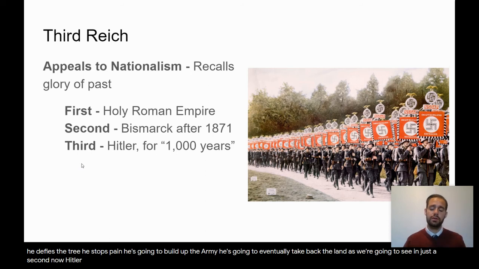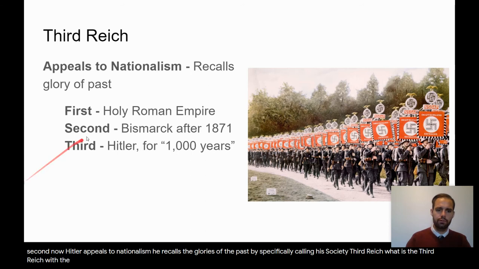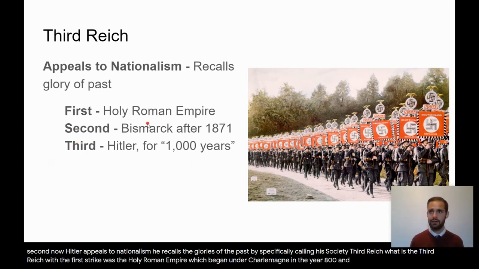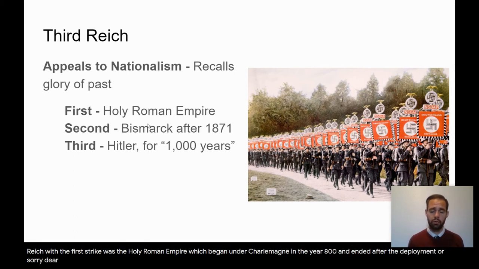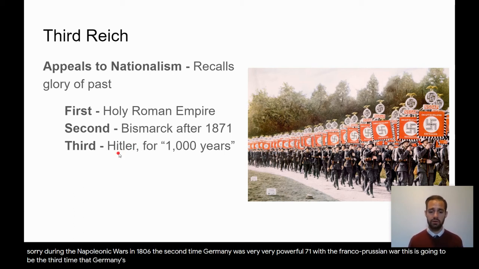Now, Hitler appeals to nationalism. He recalls the glories of the past by specifically calling his society the Third Reich. What is the Third Reich? Well, the First Reich was the Holy Roman Empire, which began under Charlemagne in the year 800 and ended during the Napoleonic Wars in 1806. The second time Germany was very, very powerful was under Otto von Bismarck after 1871 with the Franco-Prussian War. This is going to be the third time that Germany's powerful because of Adolf Hitler, and it's going to last for 1,000 years. It lasts for a decade.